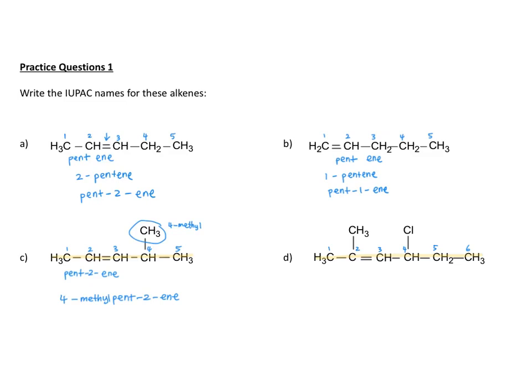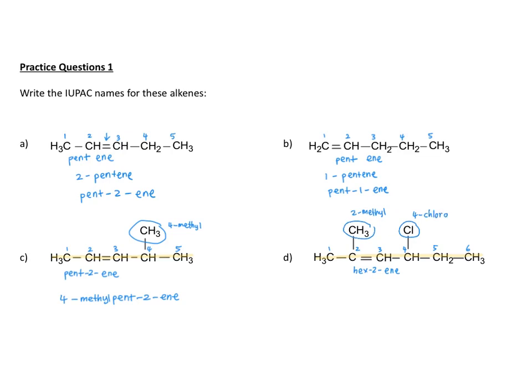Since there are 6 carbon atoms in the parent chain, the prefix would be hex. And since it's an alkene, the suffix will be -ene. Again, we want to indicate where is the double bond. So the double bond starts at carbon 2, and let's write it here, hex-2-ene. Now let's name the substituents. The methyl group is on the second position, so this is called 2-methyl. The chloro group is on carbon number 4. So this is 4-chloro.